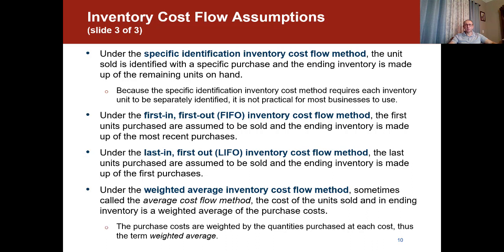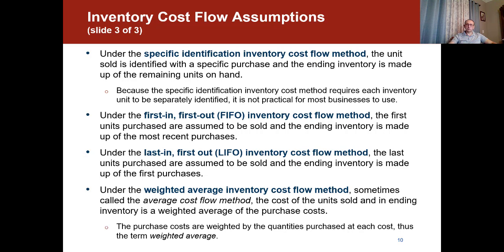Let's see how they work. Under the first in, first out inventory cost flow method, the first units purchased are assumed to be sold, and then the ending inventory is made up of the most recent purchases. Under the last in, first out, or LIFO, inventory cost flow method, the last units purchased are assumed to be sold, and then the ending inventory is made up of the first purchases.